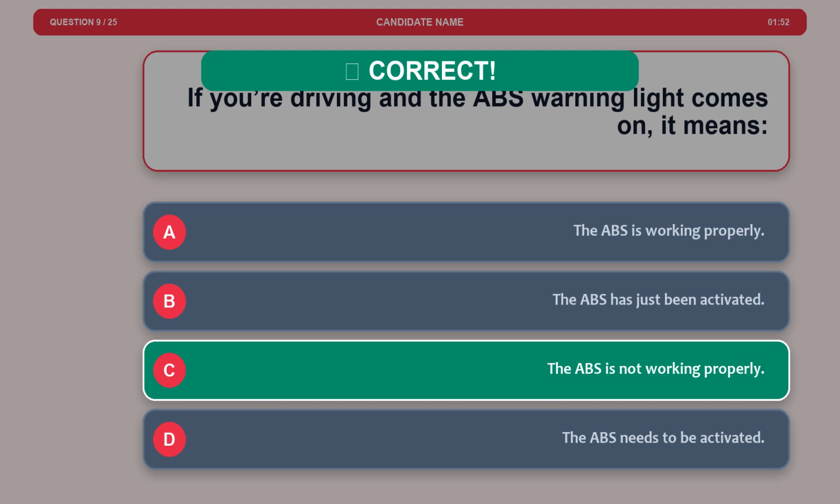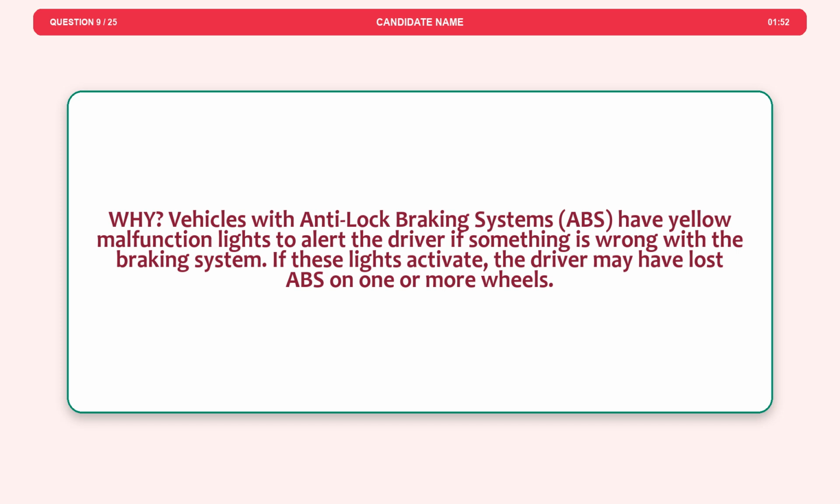The correct answer is option C. The ABS is not working properly. Explanation. Vehicles with anti-lock braking systems (ABS) have yellow malfunction lights to alert the driver if something is wrong with the braking system. If these lights activate, the driver may have lost ABS on one or more wheels.